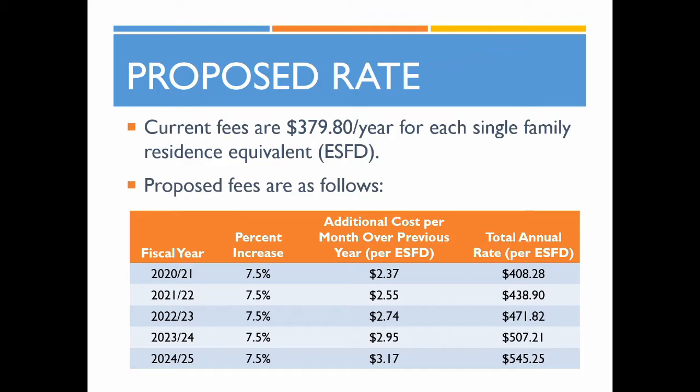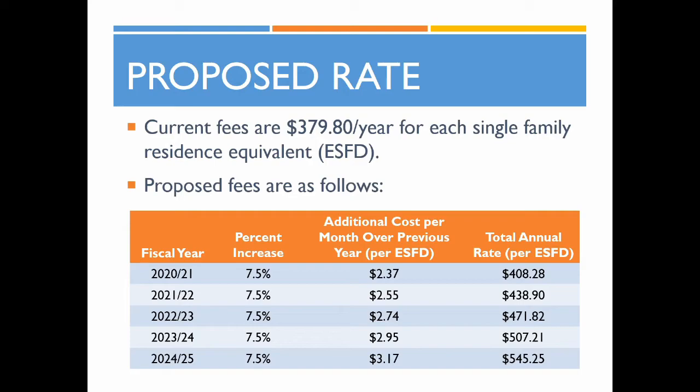After 5 years, we would expect sewer fees to simply match inflation rates, no additional increases beyond that. If we treated it on a monthly basis, you would only be paying $2 to $3 extra each month compared to the year before. In total, the first year, the sewer fee would be $408.28. The second year, the sewer fees would be $438.90. The third year, the sewer fee would be $471.82. The fourth year, the sewer fee would be $507.21. And finally, in the fifth year, the sewer fee would be $545.25. This proposed rate is about double the rate of inflation for 5 years.